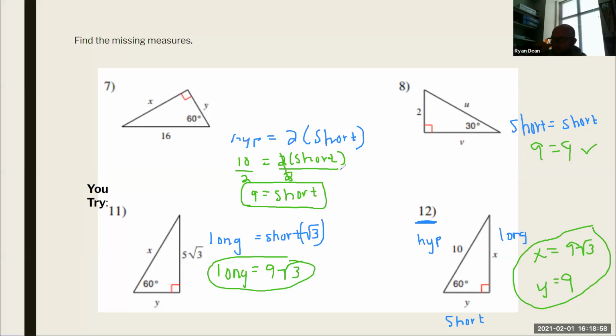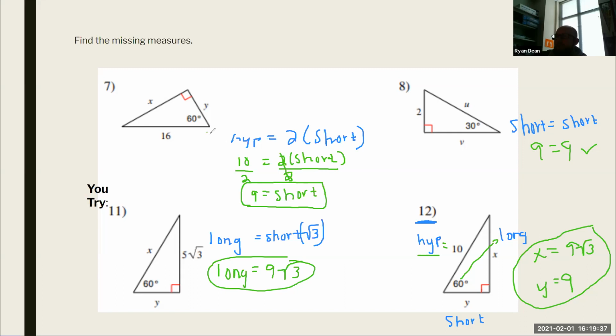All right, so here's some of the work that I have written down here. My first step was labeling the triangle. So we have the hypotenuse attached with the 10. Got the long side, which is across from the 60 degrees. And then the short side was down here with the y. Now I rewrote the formulas in terms of the short side because that's what everything was based on. So the hypotenuse is equal to 2 lengths of the short side. The short side is equal to itself, and then the long side is equal to the short side times the square root of 3.